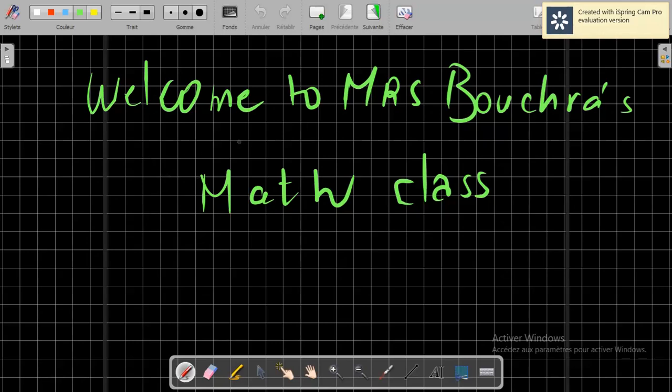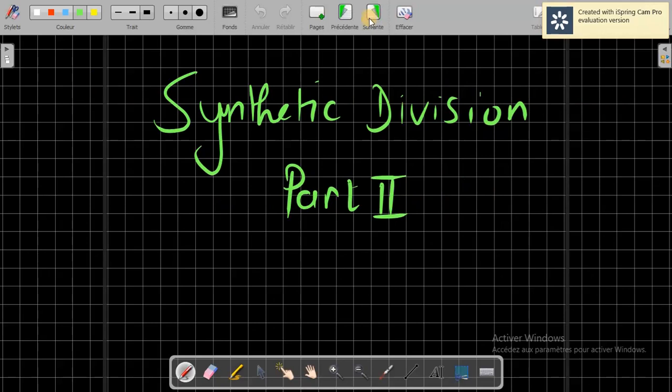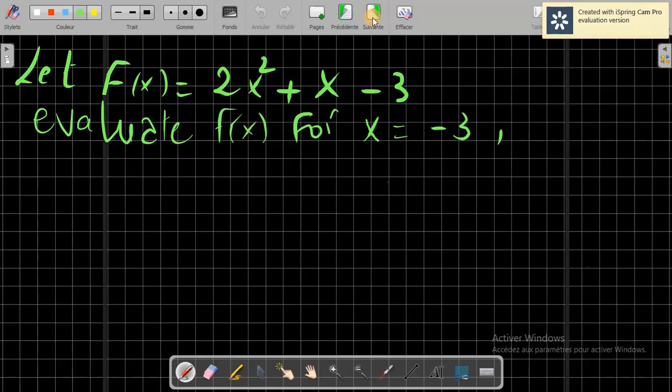Today we'll be talking about synthetic division, part 2. Last time we explained how to apply synthetic division on polynomial functions. And today we'll be talking about synthetic substitution actually. So what are all the uses of synthetic division? Synthetic substitution is close to synthetic division, but it has other uses actually.